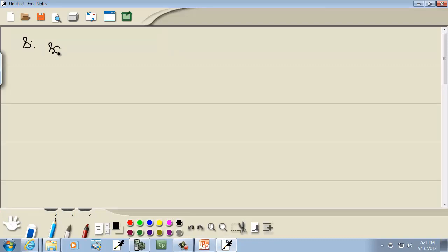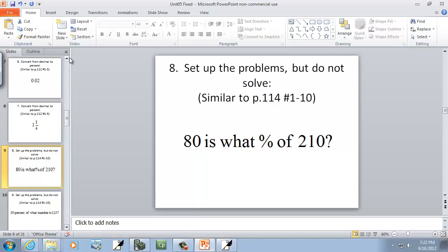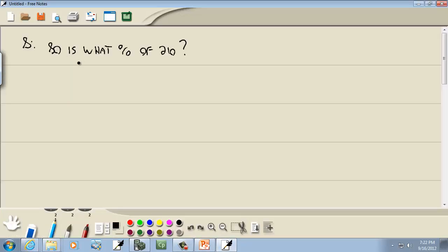It says 80 is what percent of 210? Now, some people memorize formulas to deal with these. The book kind of implies setting them up as proportions. A good chunk of the percent problems, if you identify what certain words mean, then you can easily set it up. Now here all they want us to do is set up the problem but do not solve.